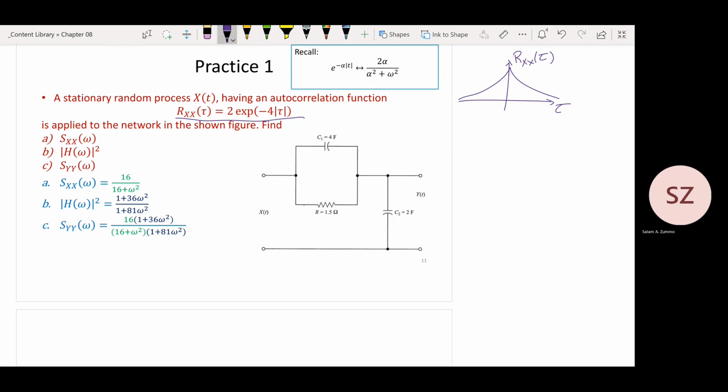Now I give you this circuit, and you need to find the output PSD. If I give you a circuit, can you find the transfer function? This is the input, this is the output.